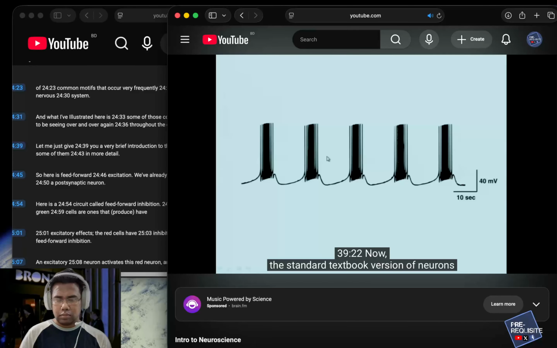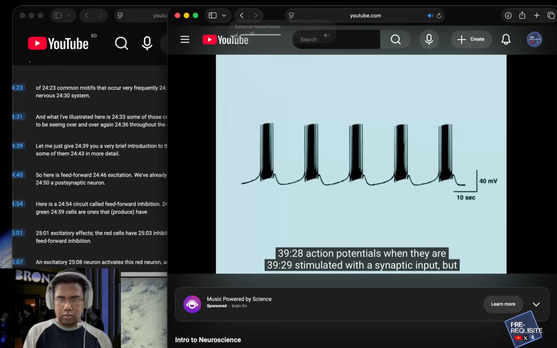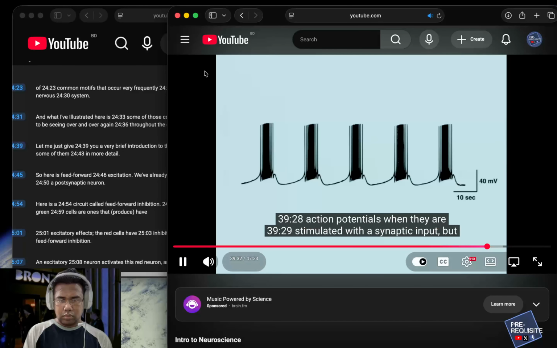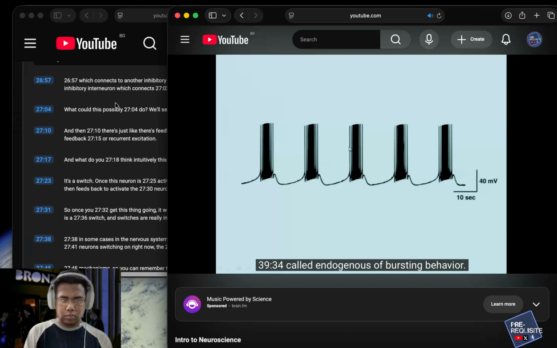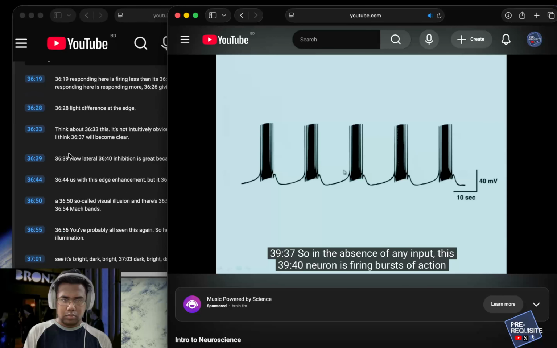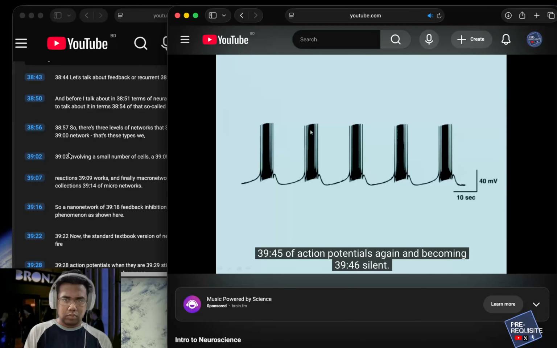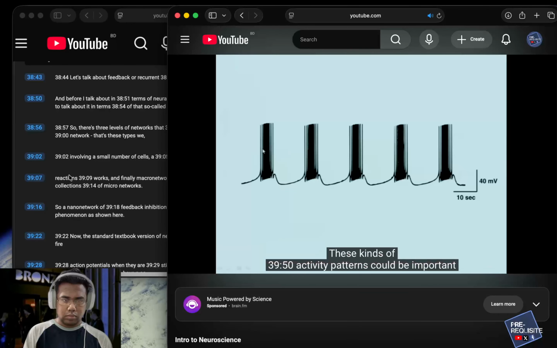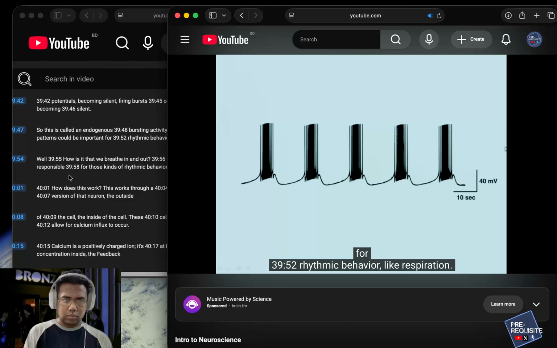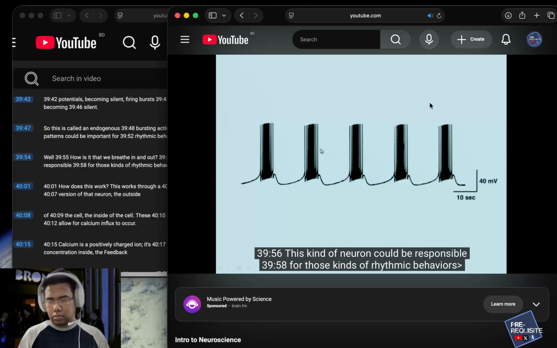Now, the standard textbook version of neurons is that they are either silent or they fire action potentials when they are stimulated with a synaptic input. But some neurons, like this one, have a so-called endogenous bursting behavior. In the absence of any input, this neuron fires bursts of action potentials, becomes silent, fires bursts again, and becomes silent. This is called endogenous bursting activity. These kinds of activity patterns could be important for rhythmic behavior, like respiration. How is it that we breathe in and out? This kind of neuron could be responsible for those rhythmic behaviors.